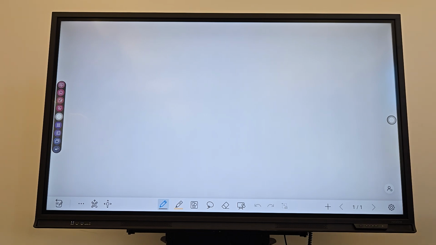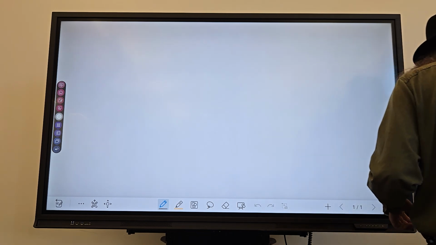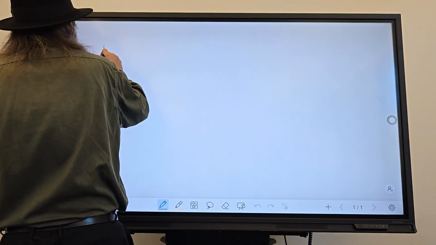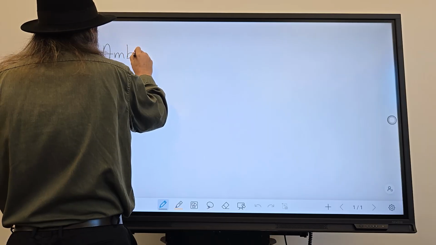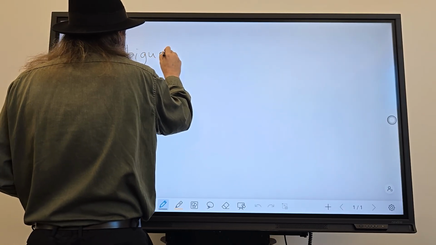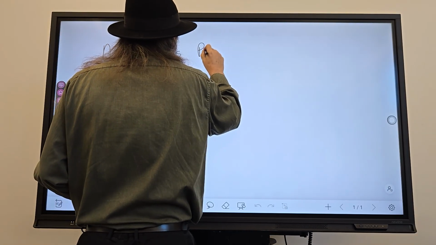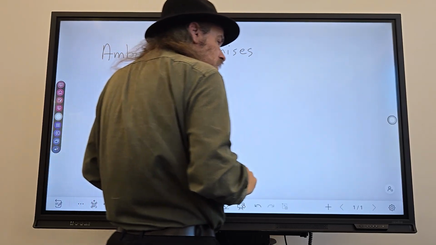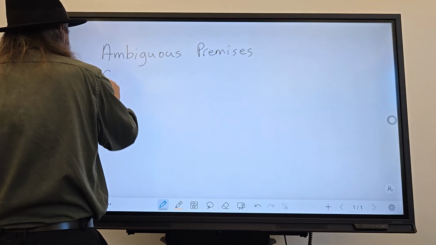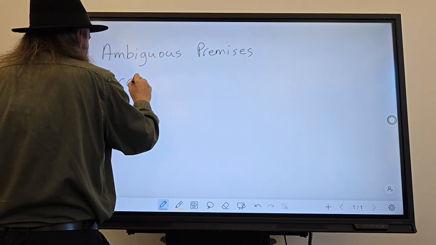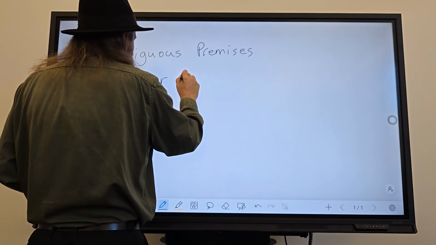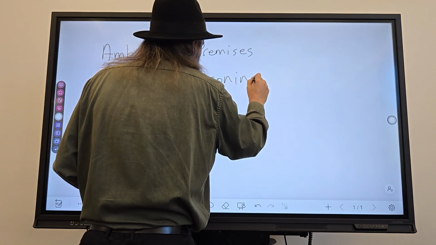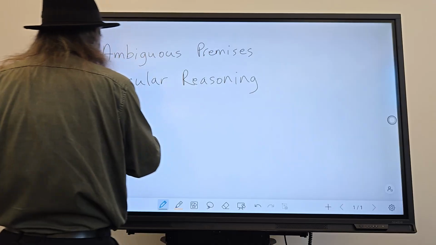Three common fallacies are using ambiguous premises, circular reasoning, and jumping to a conclusion.